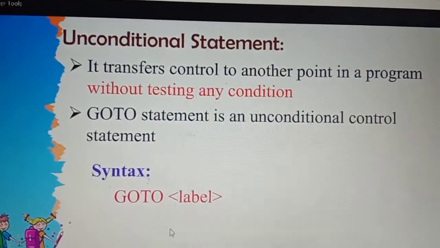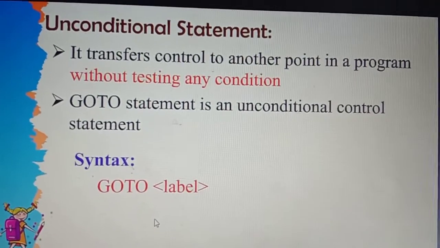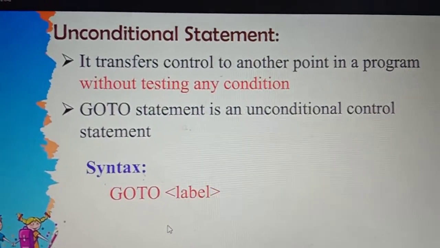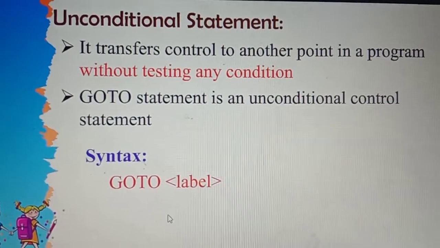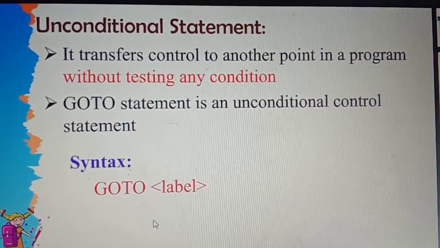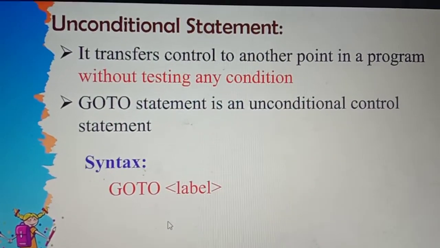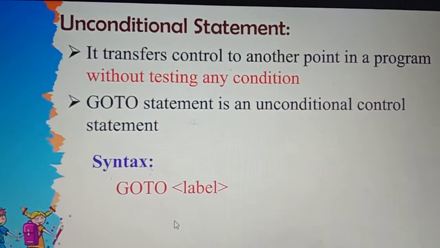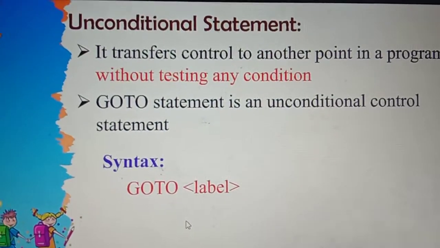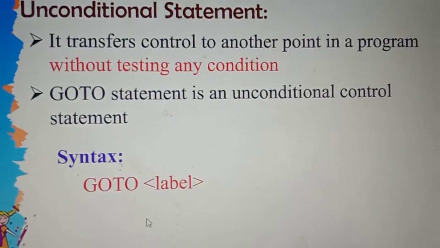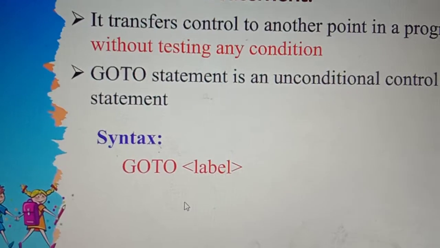Next, we are going to learn about an unconditional statement. So far, we learned about conditional statements, right? Now, we are going to learn about an unconditional statement. It transfers control to another point in a program without testing any condition. It won't check any condition. It will directly transfer the control from one point to another in a program.